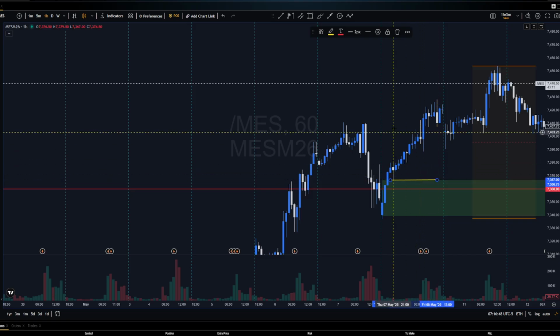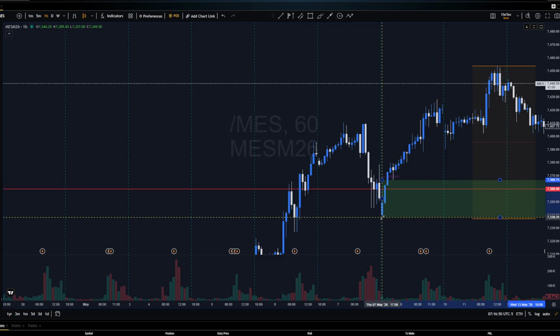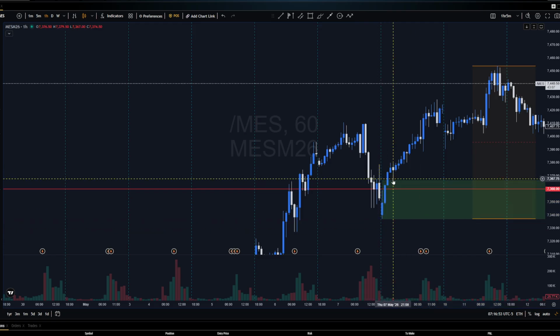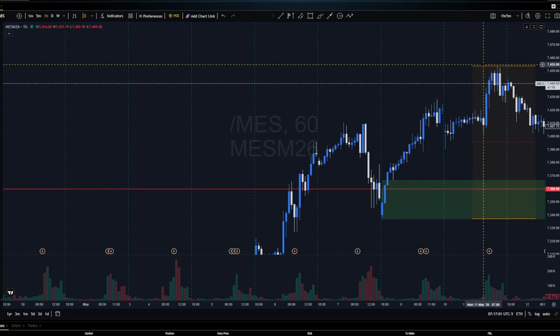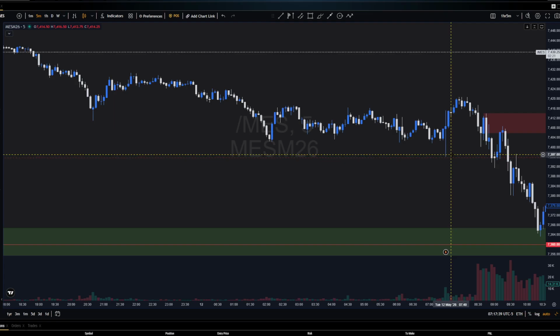So that's why I drew this green demand from the bottom, well, kind of from the bottom to the bottom of this wick, because that was the last point in time a buyer stepped in at a cheap price in our swing. This is our 5-minute picture coming into the morning.